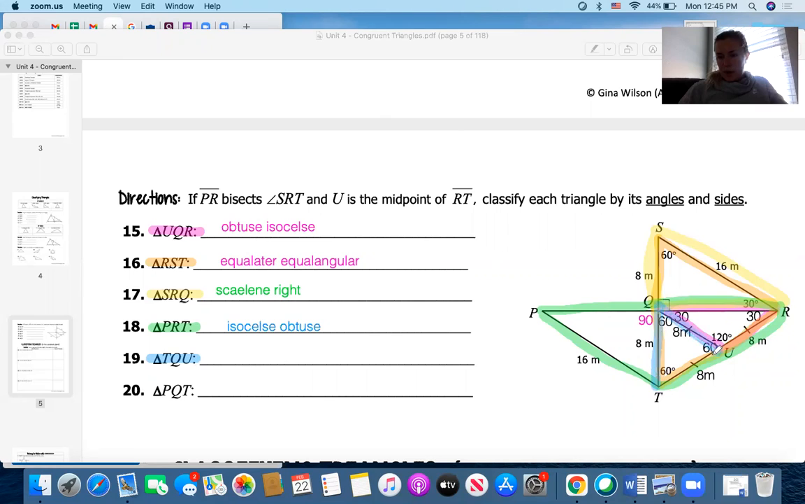TQU is this little one right here, okay? So all of the corners of that are 60 degrees. So that means automatically it's equilateral and equiangular.